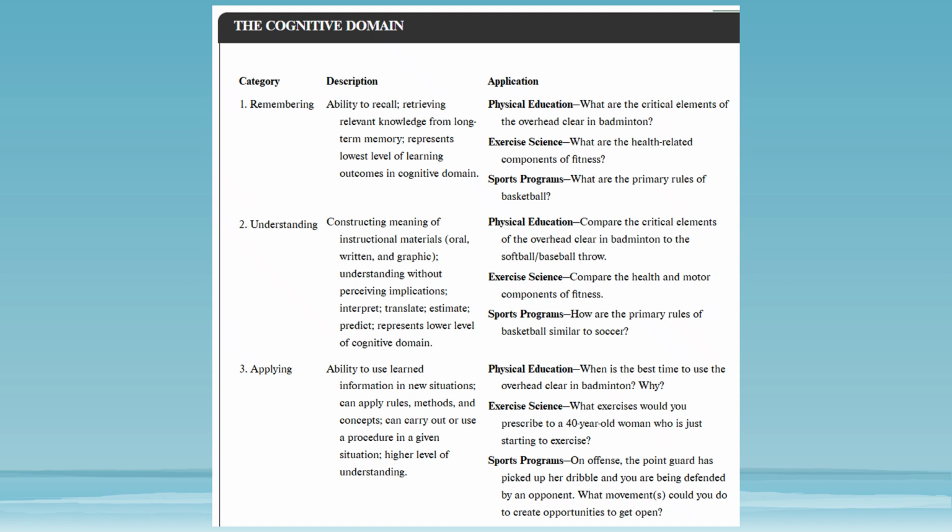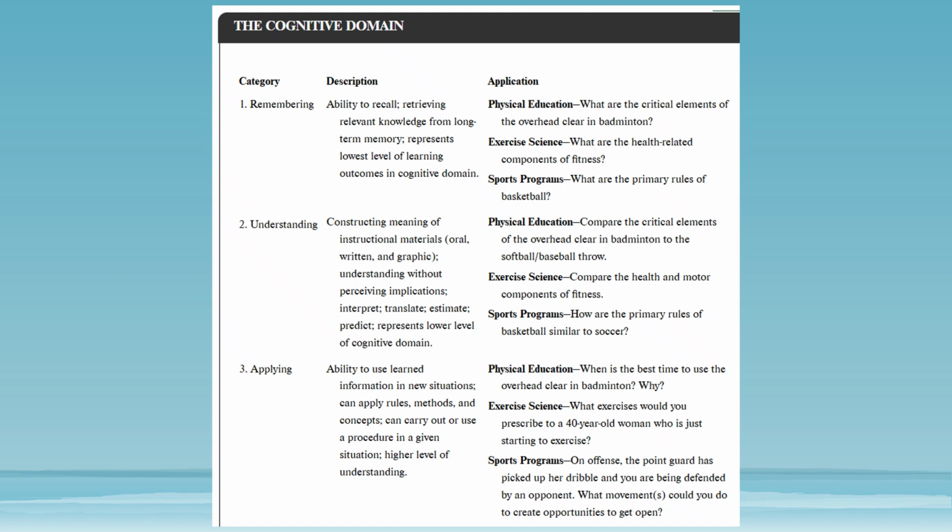A second category is understanding, and it's the ability to interpret and construct meaning from instructional materials involving summarizing and estimating or translating. If we look at physical education specifically, we compare the overhead clear in badminton to the softball or baseball throw, or in exercise science, comparing health and motor components of fitness, or with sports programs, how are our basketball rules similar to soccer?